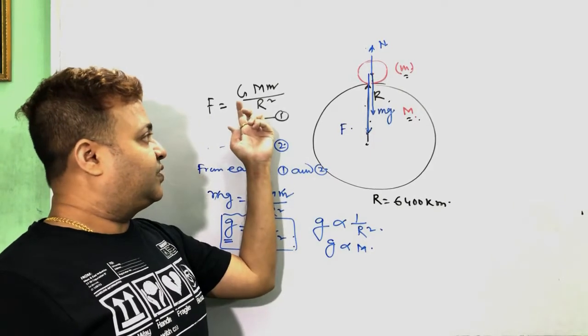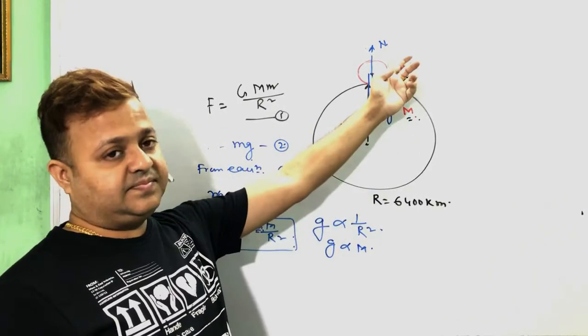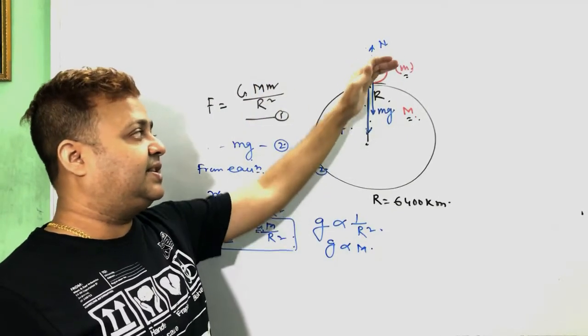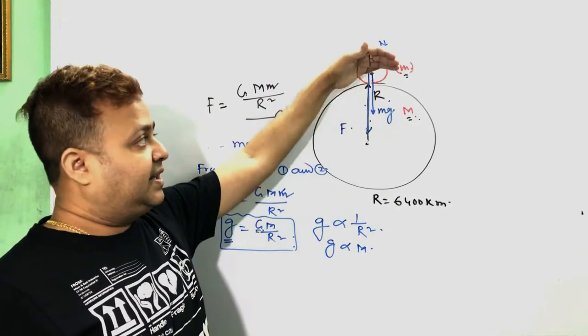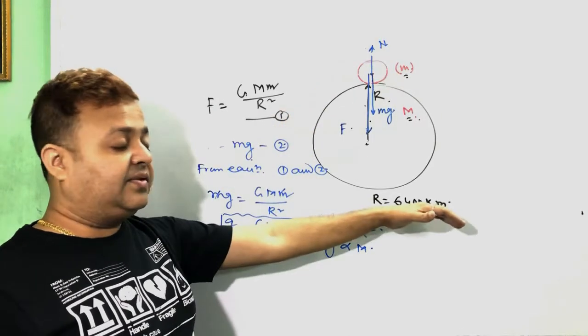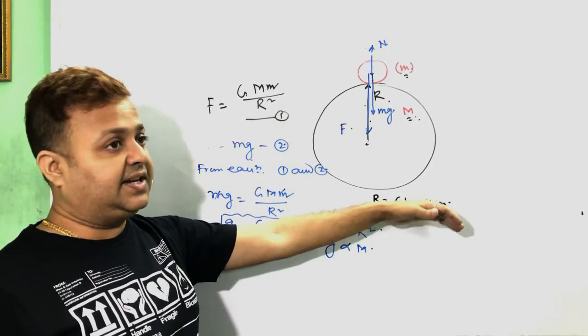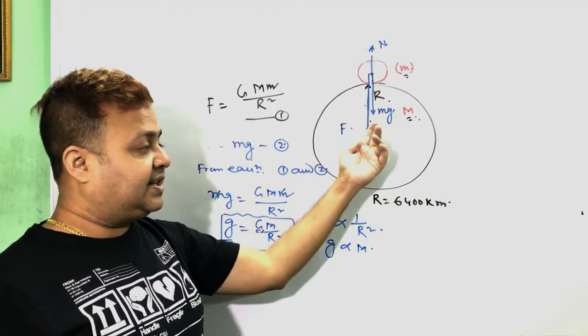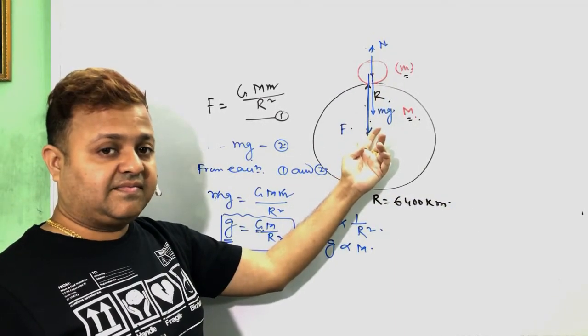So the gravitational force between the earth and the body is equal to G capital M small m by R square, because the distance between their centers is capital R. The radius of the body is neglected in comparison to the radius of the earth, because the radius of the earth is very large, and this gravitational force is directed towards the center of the earth.